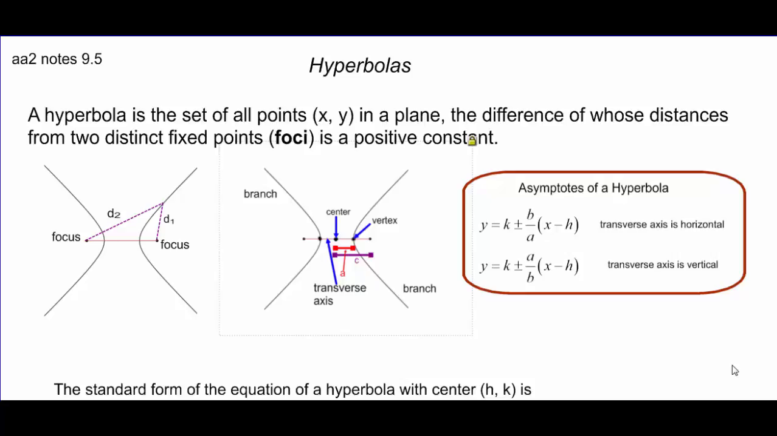Advanced Algebra 2 students, these are your 9.5 notes. Today we're going to look at the fourth and final conic that we're going to study, the hyperbola. So again, we've seen circle, we've seen parabola, we've seen ellipse, now hyperbola.